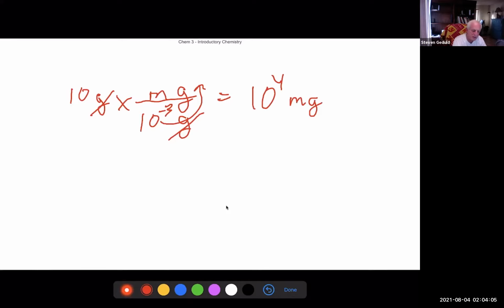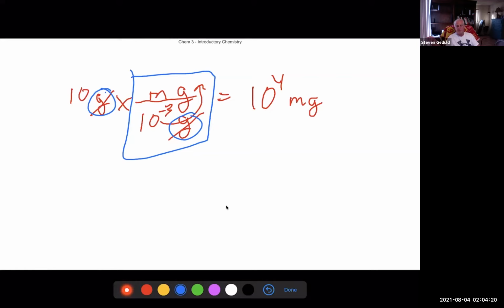So we did two things. We made sure our units canceled. This unit on the top was this unit on the bottom. Grams cancel grams. And we made sure we were multiplying by 1. And that's how you do conversions. It's those two rules, and you'll get it right every time. Most students have a hard time knowing what to put on top, or what to put on bottom, how to do the math. We'll go through a couple of them and convert it.